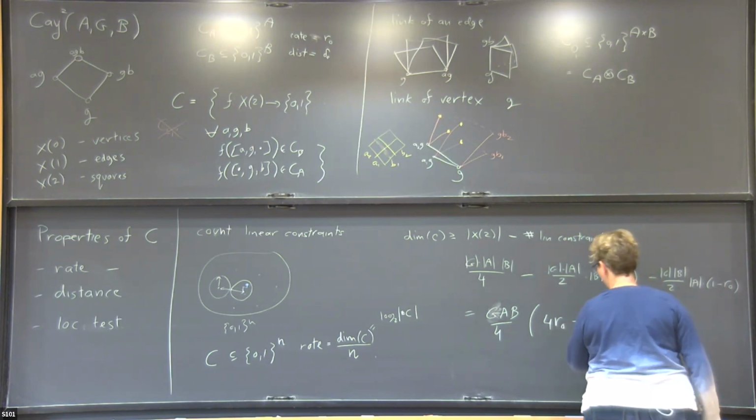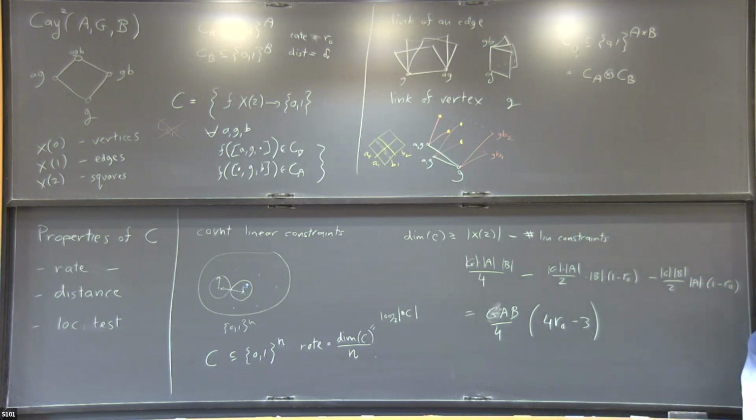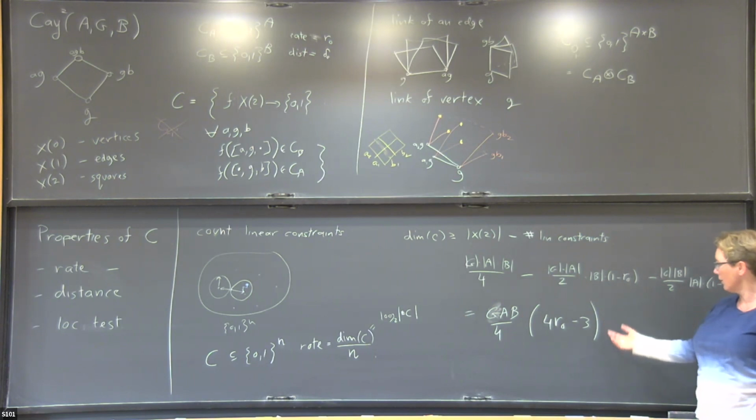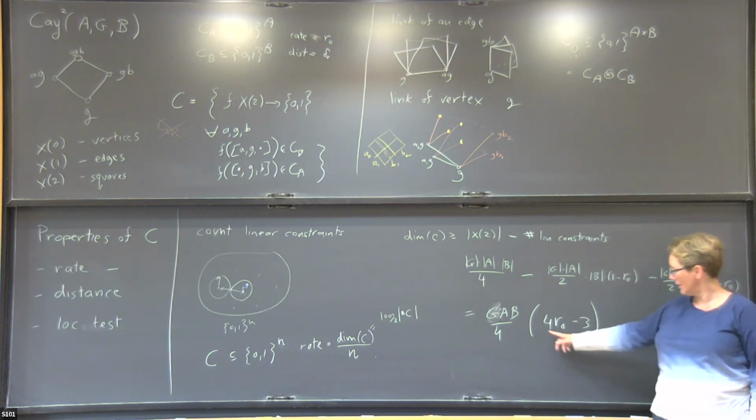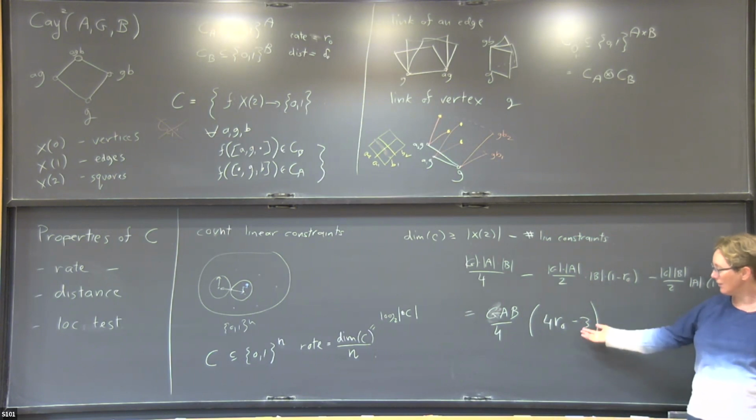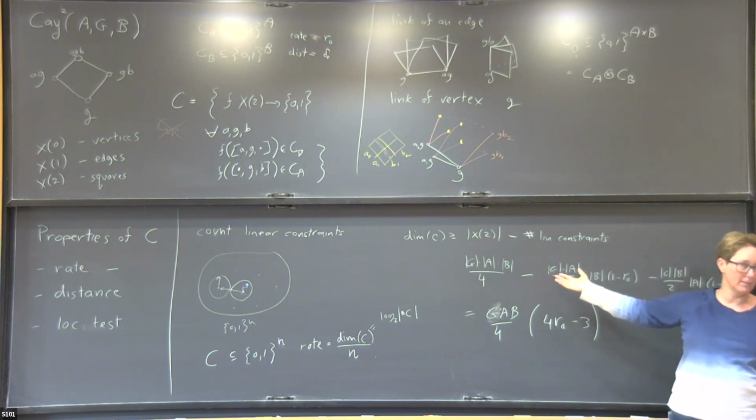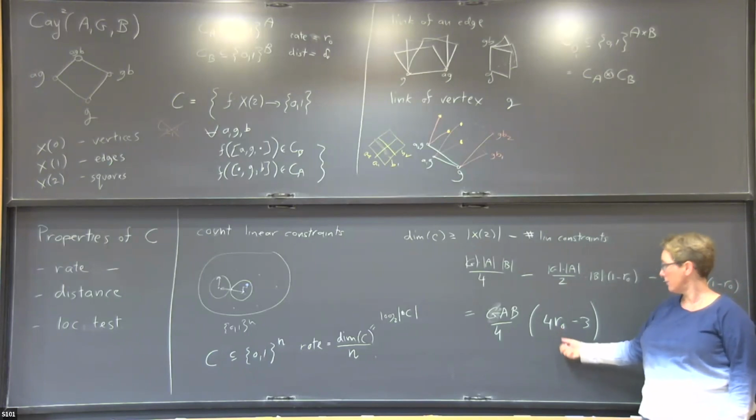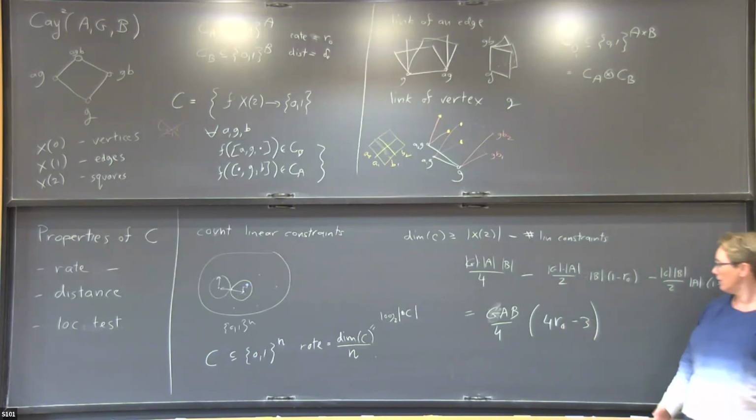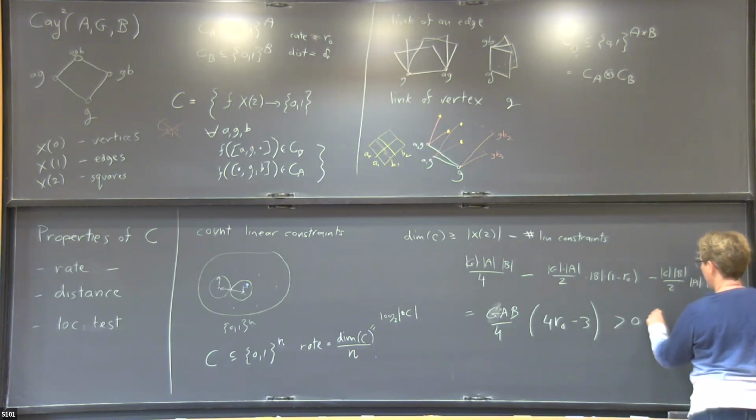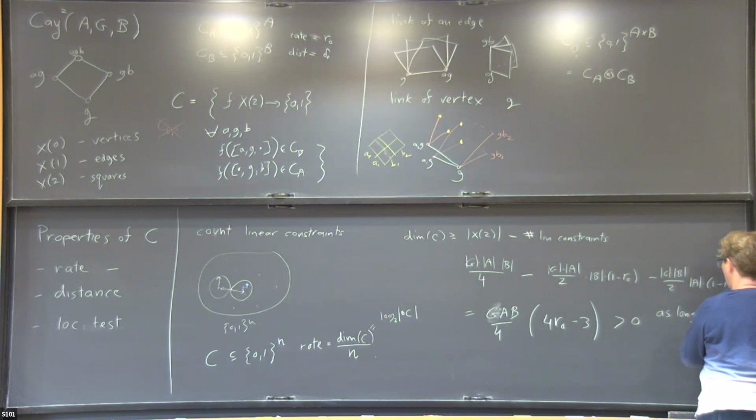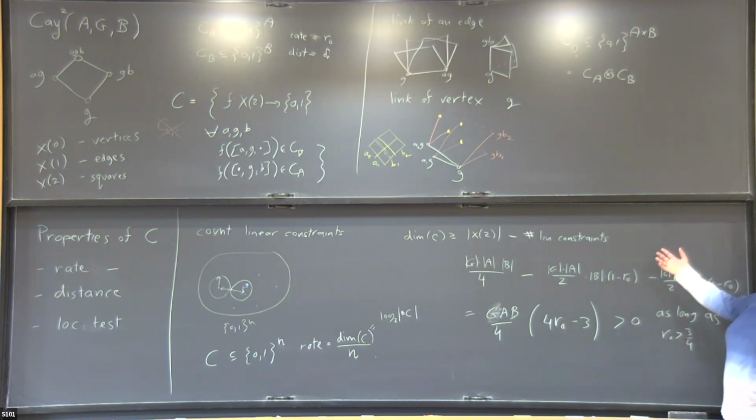Okay, so if R naught is like 0.1, then this doesn't give me anything. I get something negative, so I haven't proven that my code has anything. But if R naught is bigger than 3/4, then we get something positive. So this is positive as long as R naught is bigger than 3/4. And if you happen to have seen the analysis for the Sipser-Spielman code, it's exactly the same, except you get R naught bigger than 1/2.